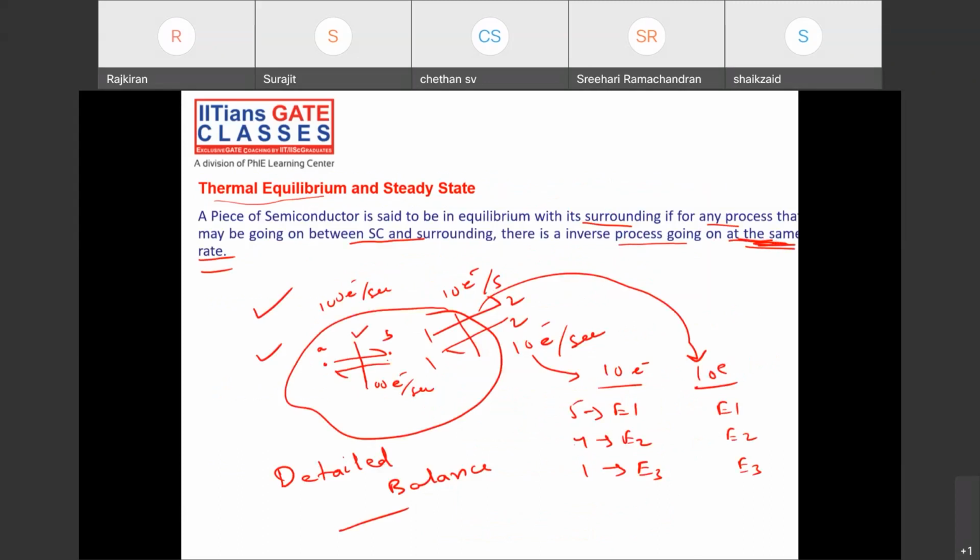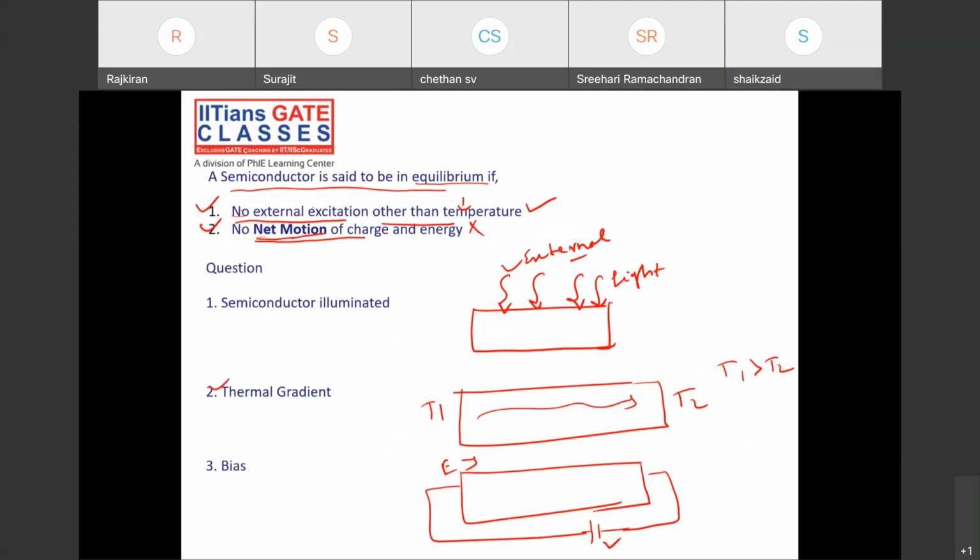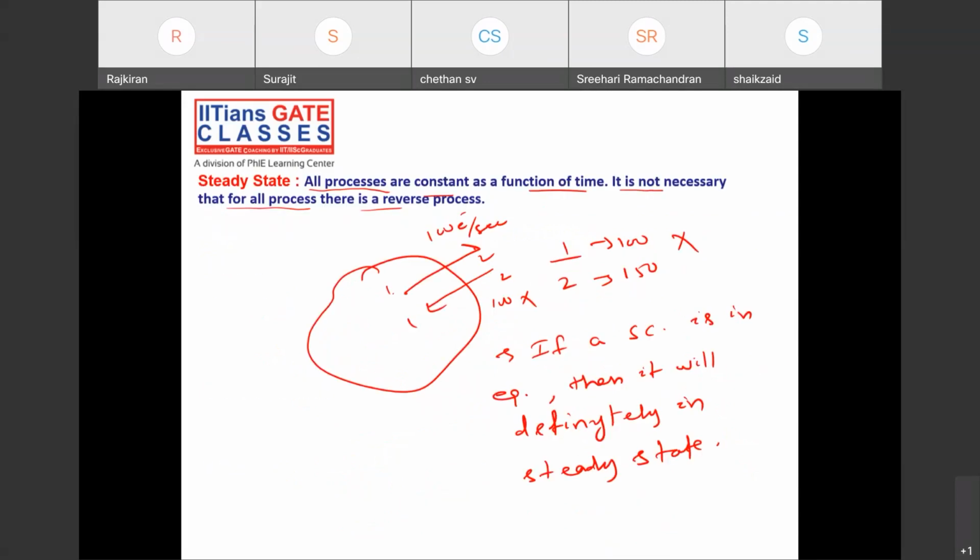Sometimes in every definition, you have to understand word by word. Whenever a semiconductor is in equilibrium, then it will definitely be in steady state. So I can say, suppose this is the steady state, then equilibrium is a subset of this one, right?